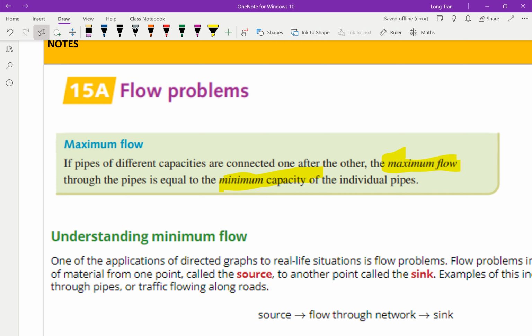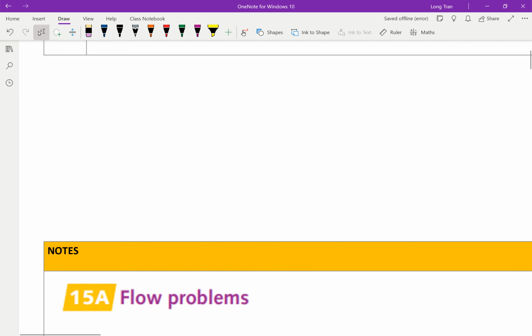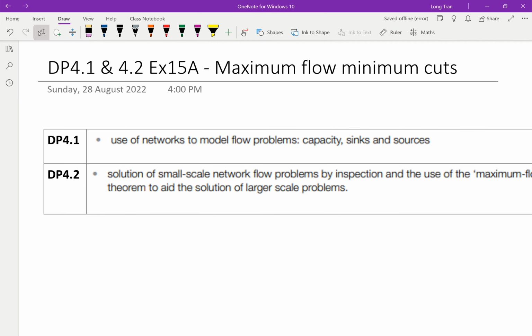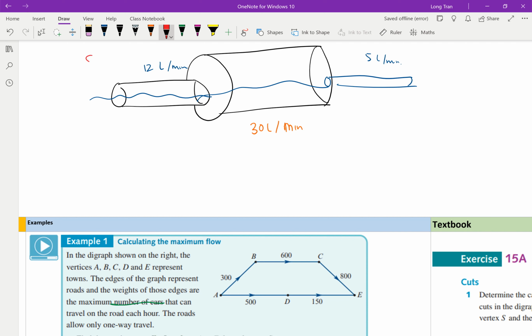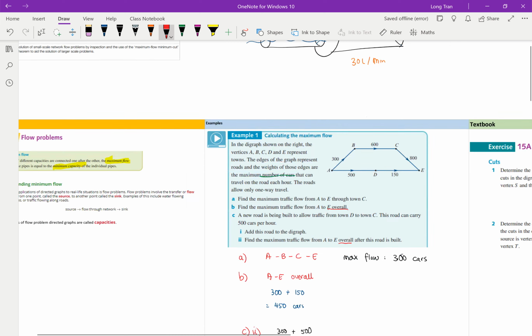Okay, so that's what that first part of the idea is. So that's the first dot point. 4.1 talks about maximum flow. So understanding that capacity, and they give you a couple of terms here, sinks and sources. What does that mean? They're simply telling you this is source. Source is where the water comes from. Sink is where it will end. Okay, and then the flow is obviously what's in between.